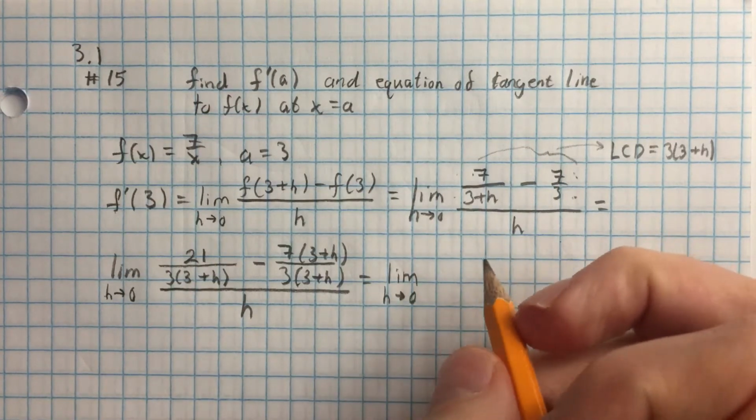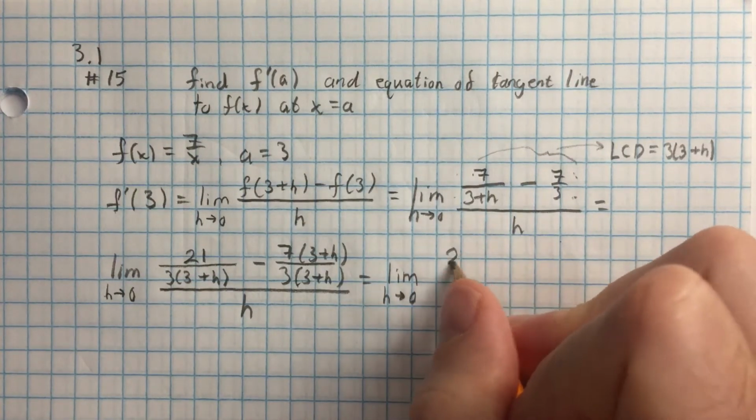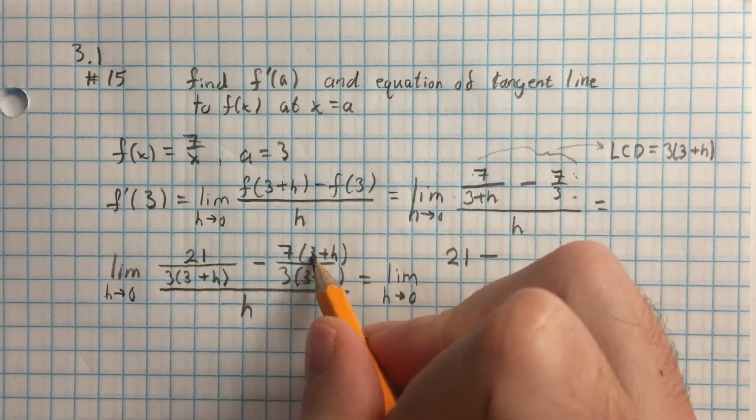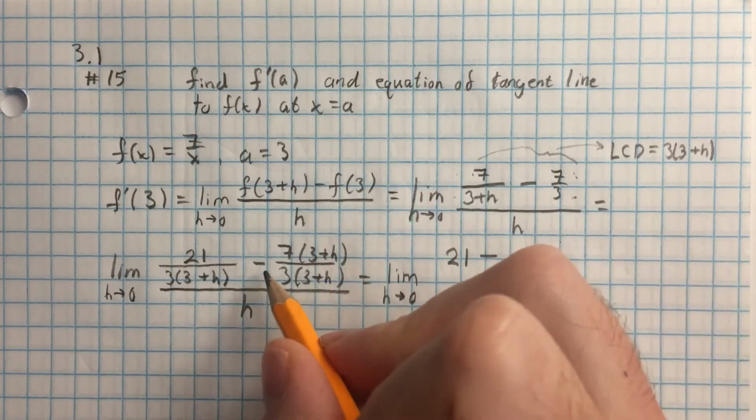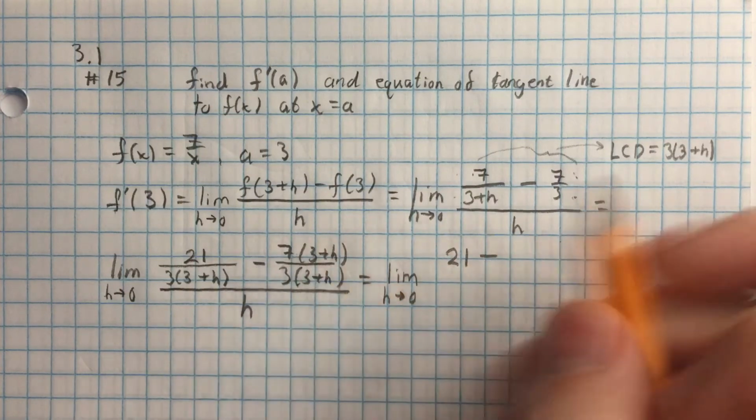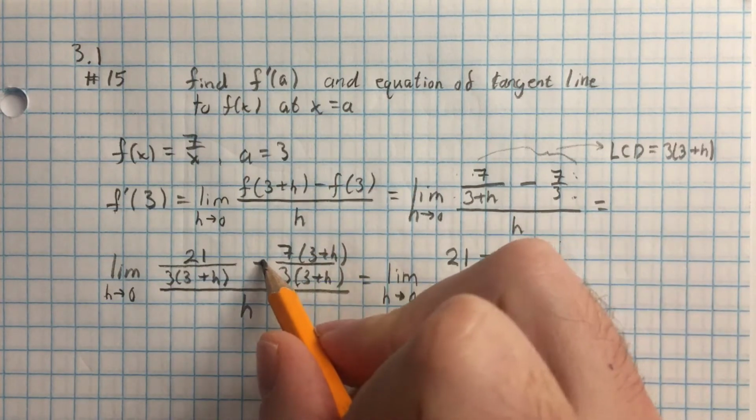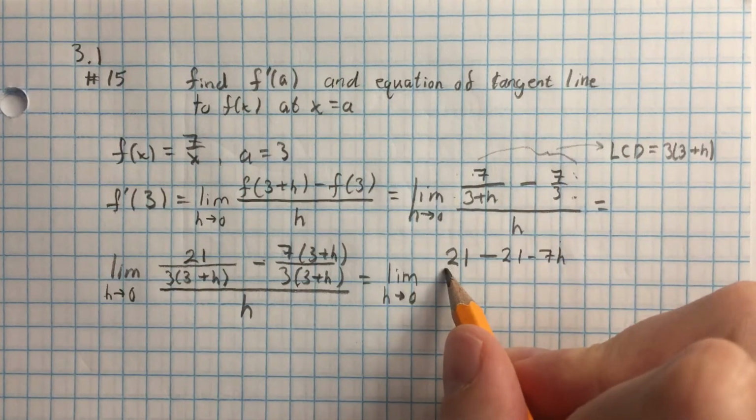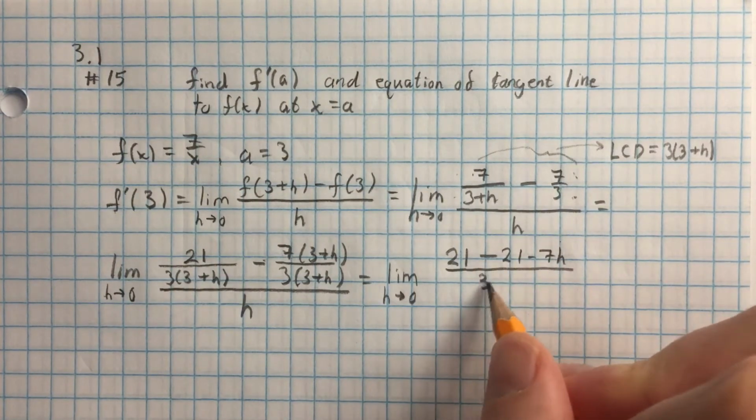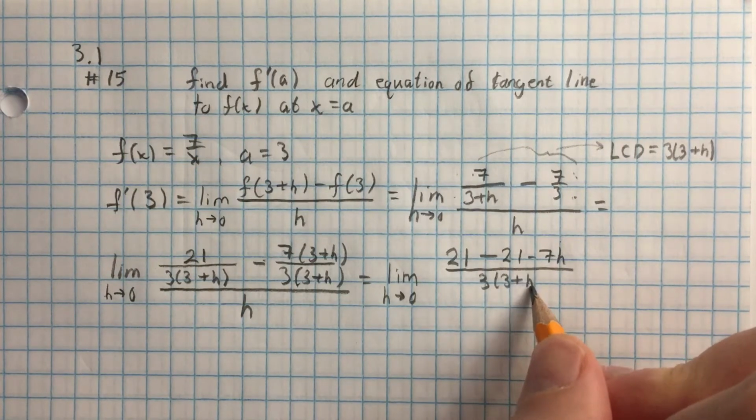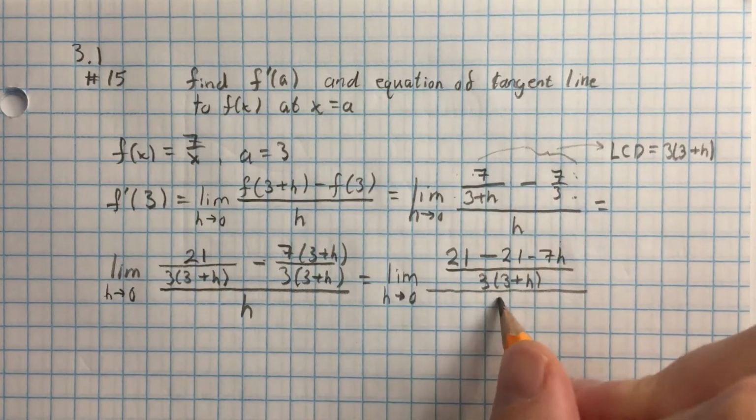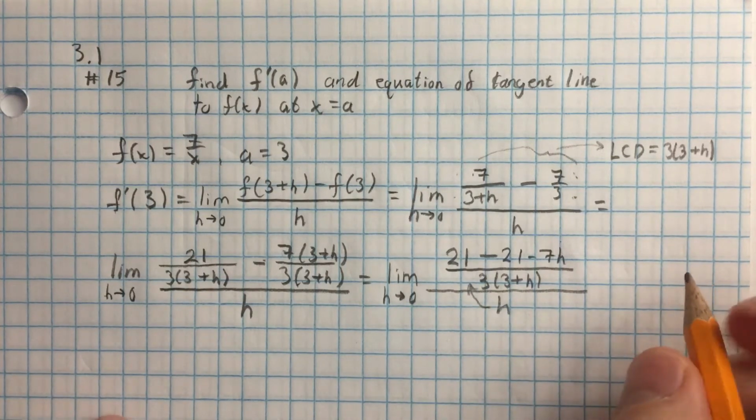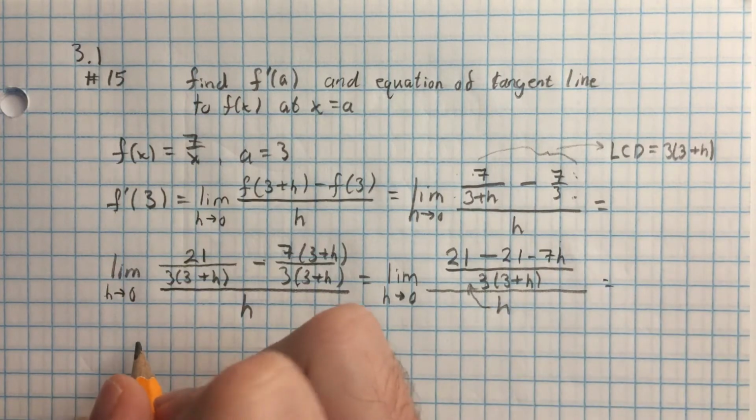Kind of already see what's going to happen here. We'll have 21 minus, combining these two together, 21 plus 7h. I'm going to go ahead and distribute the negative. So negative 21 minus 7h. That's all over 3 plus h, and that's all over h. This h will now be right here in the denominator.